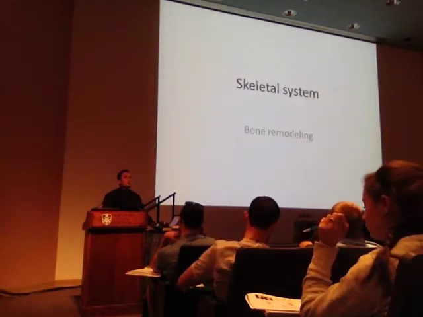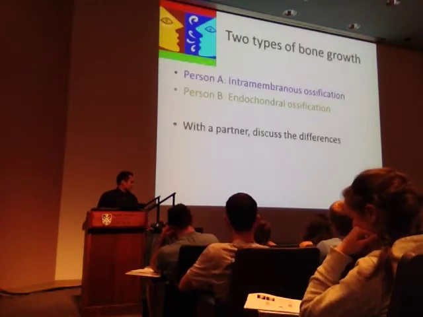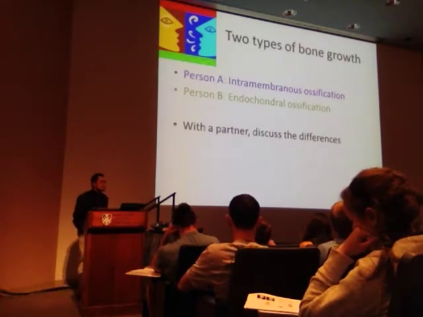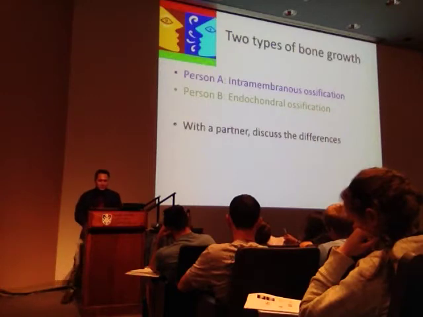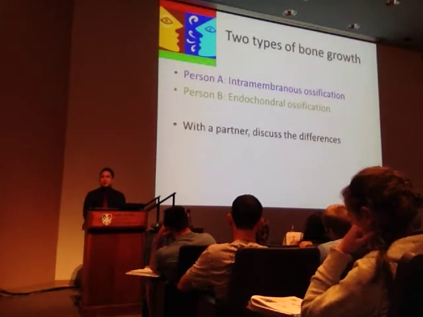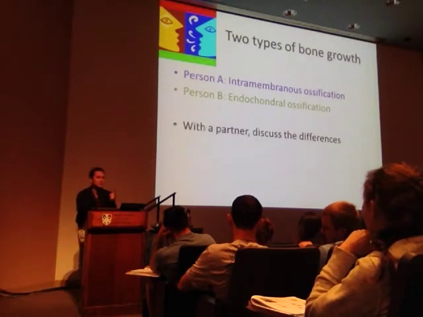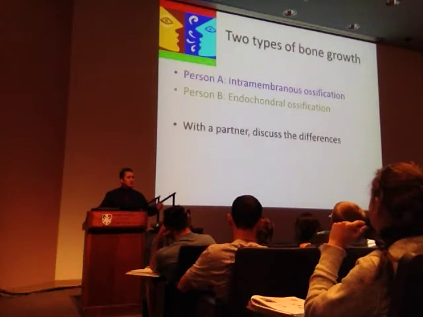Let's talk about how the bones are modeled as we age. As we're in our adult life, what's taking place? So I want you to turn to the person next to you, and I want you to quickly describe intramembranous versus endochondral. Let's just see if we've got these concepts down from the last lecture.